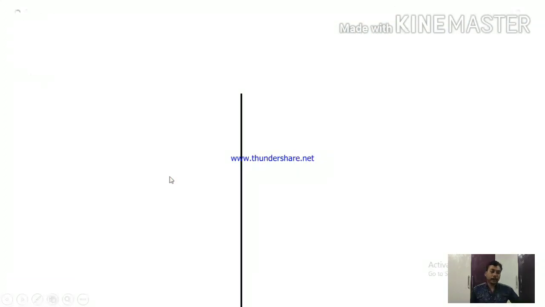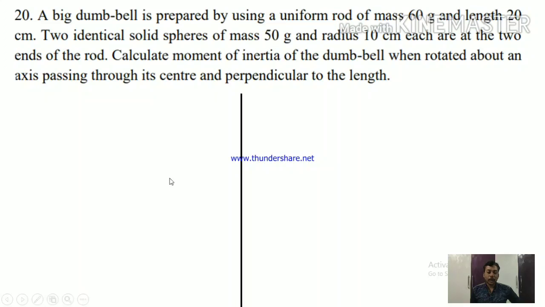Now the next example, question number 20. A big dumbbell is prepared by using a uniform rod of mass 60 gram and length 20 centimeter. Two identical solid spheres of mass 50 gram and radius 10 centimeter each are at the two ends of the rod. Calculate the moment of inertia of the dumbbell when rotated about an axis passing through its center and perpendicular to its length. Now the given data is here.